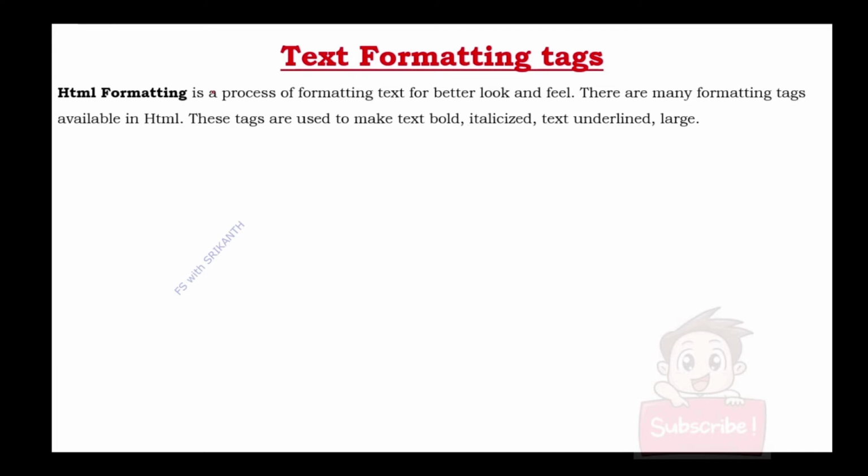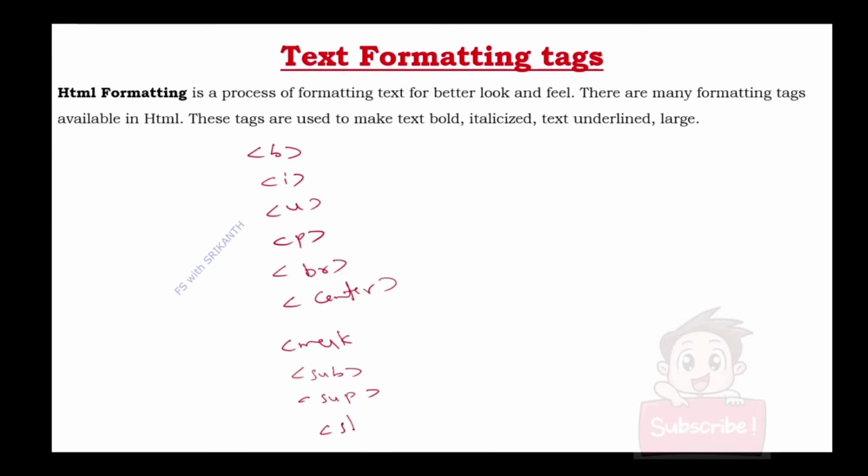In this, we learn only a couple of text formatting tags, like the B tag, and the italic tag, underline, paragraph, and break, next center, and mark, subscript, and superscript, strong, and strike. These are all different types of text formatting tags. Not only these, plenty of tags are available in HTML.